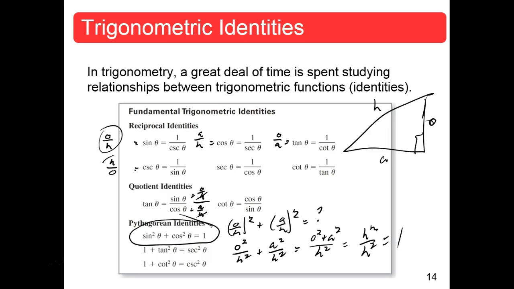Really useful in many places. Sine squared of an angle plus cosine squared of the angle is always, always, always equal to 1. Whether that angle is a tiny angle, a big angle, it doesn't matter. Sine squared plus cosine squared is always equal to 1.